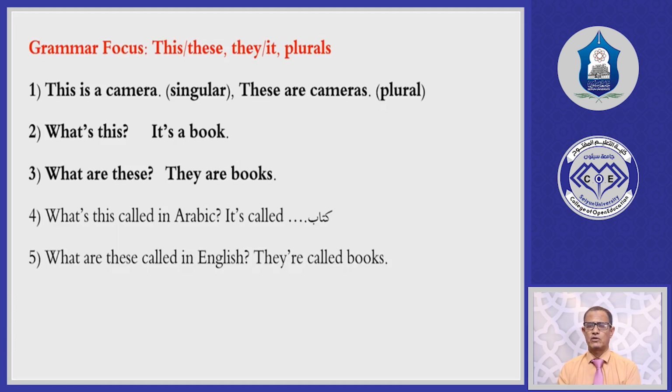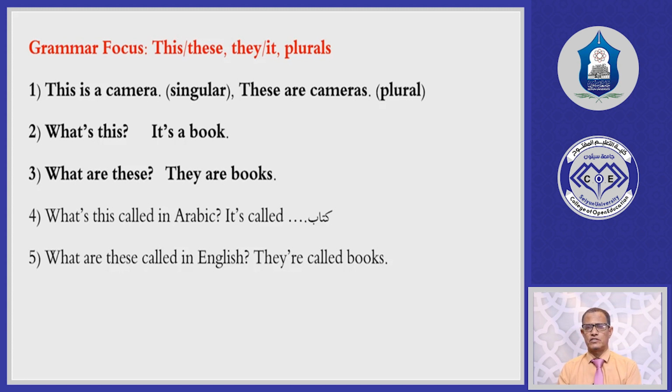Okay, so now in the second point, we have grammar focus. We are going to explain one point in grammar, which is concerned with some expressions: this is and these are. Okay, this and these, and then we have they and it. This and these are called demonstrative pronouns. Now we are going to explain when we use this and when we use these, and also later when we use they and when we use it.